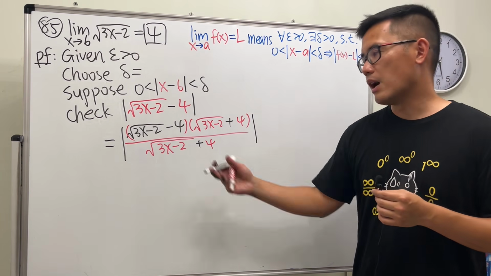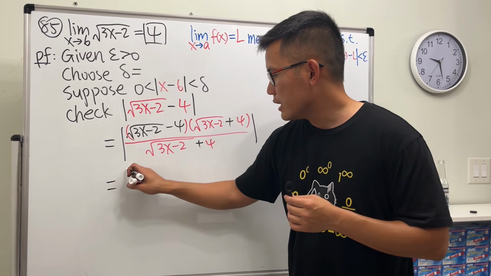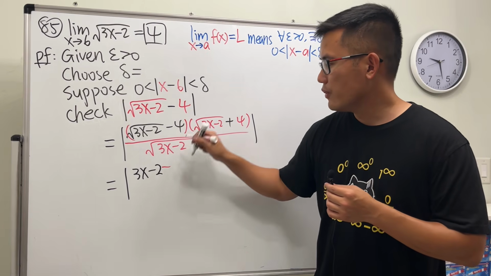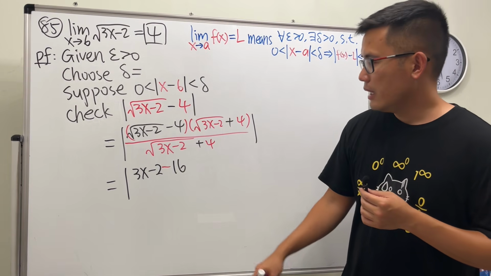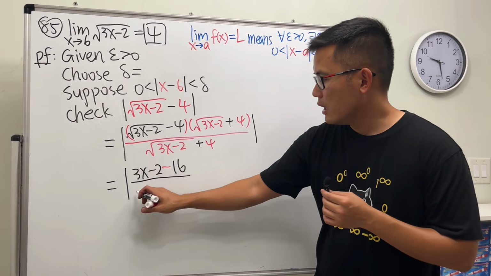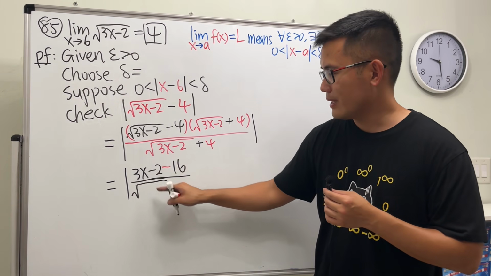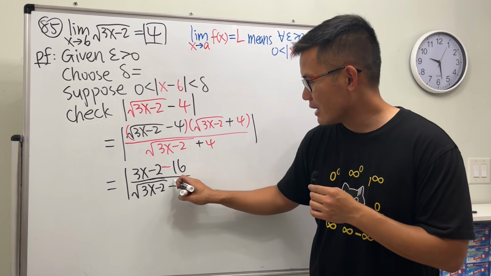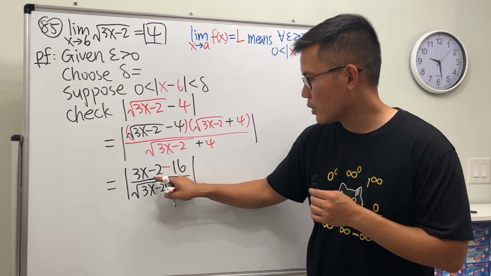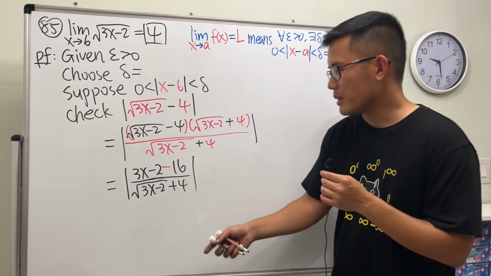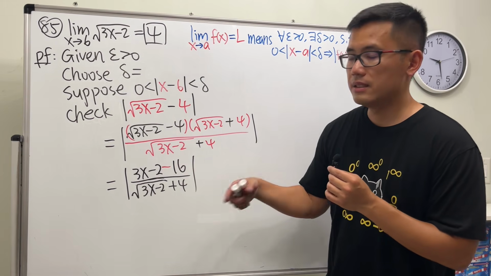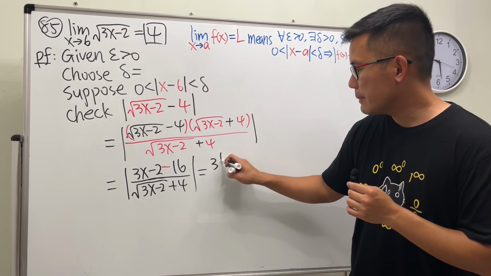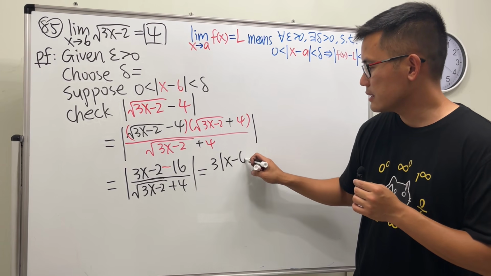Cool. Now multiply out the top, we just get absolute value. It's just 3x minus 2 and then minus 4 squared, which is 16. And then the bottom we just keep it, so it's over square root, there we go, I like to have a space between a square root and a fraction part, 3x minus 2 and then plus 4. Cool. Now let's do more algebra. First though, we see that minus 2 minus 16 is minus 18, and then we can factor out 3. So on the top here, we can have 3 absolute value, and then it's x minus 6.